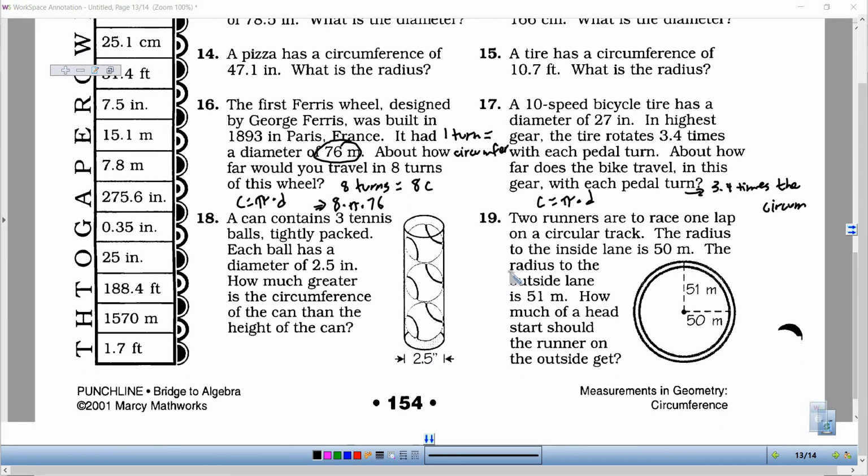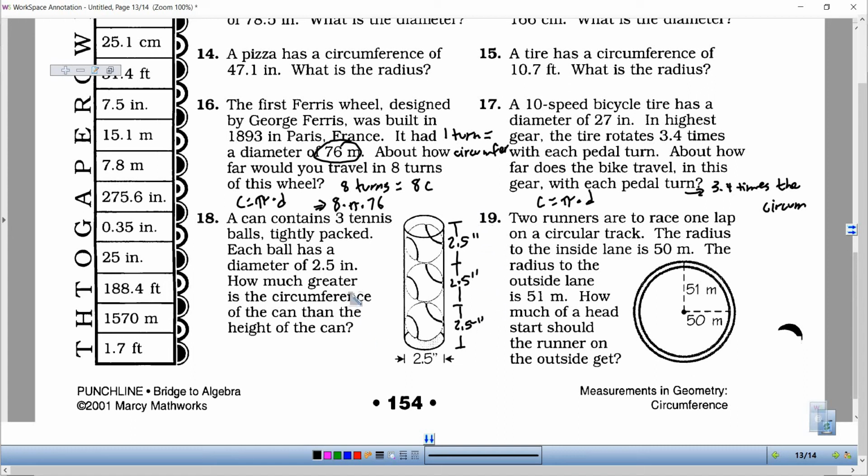18 and 19. All right. A can contains 3 tennis balls tightly packed. Each ball has a diameter of 2.5 inches. All right, so it's 2.5 inches across, and it's also 2.5 inches up and down, right? So this one is going to have 3 of those, 2.5, 2.5, 2.5 times 3. We'll put the little inch marks like they had.